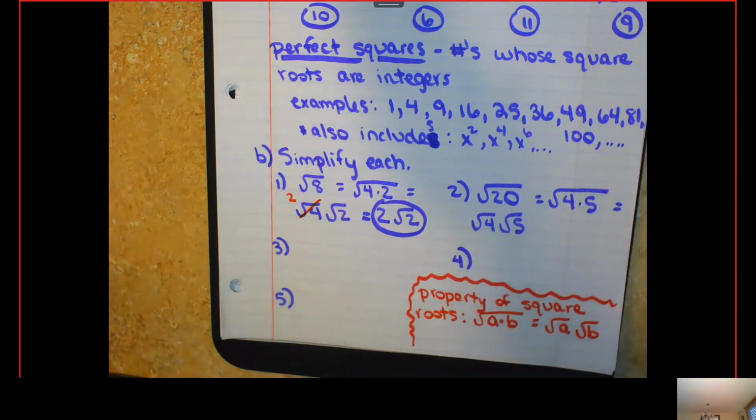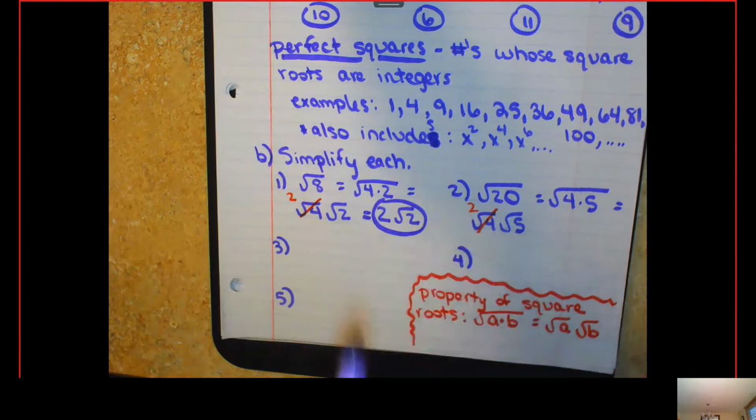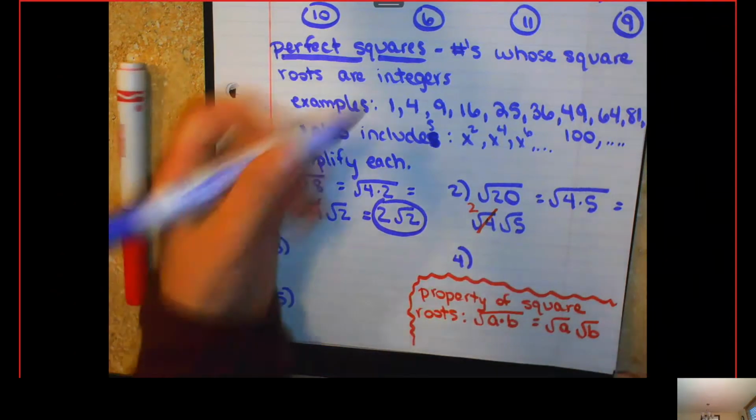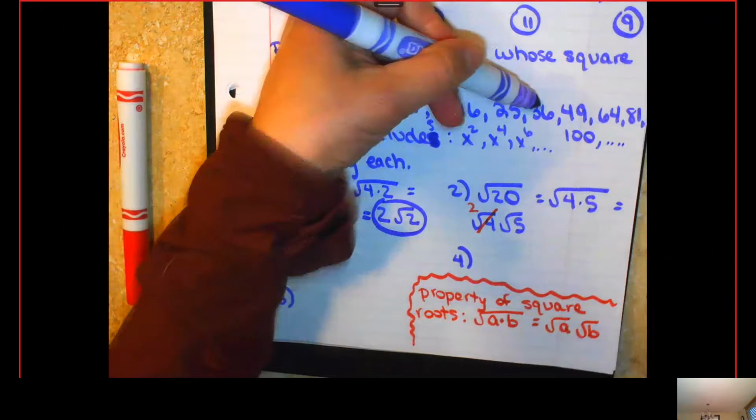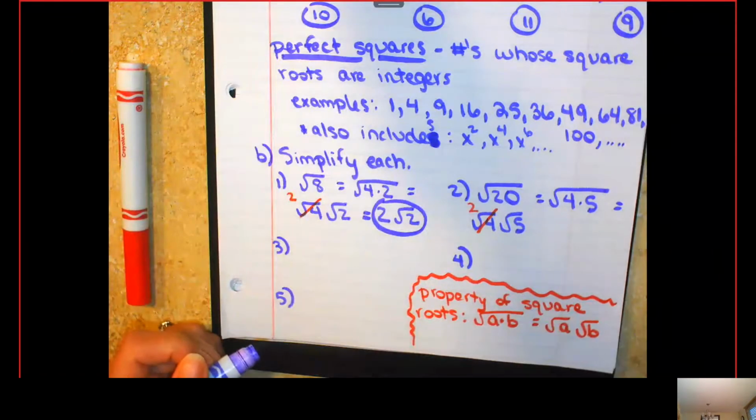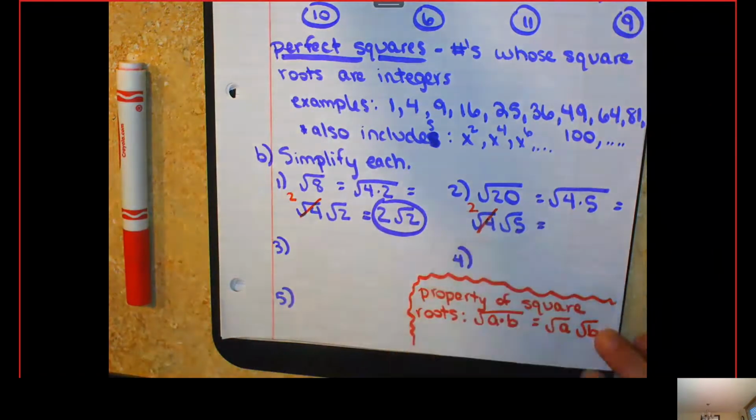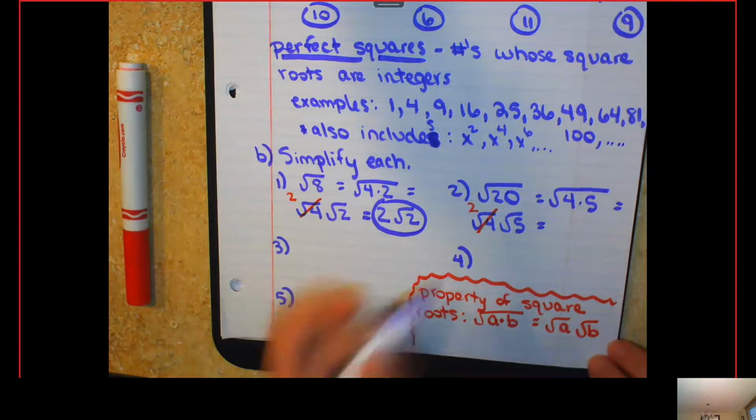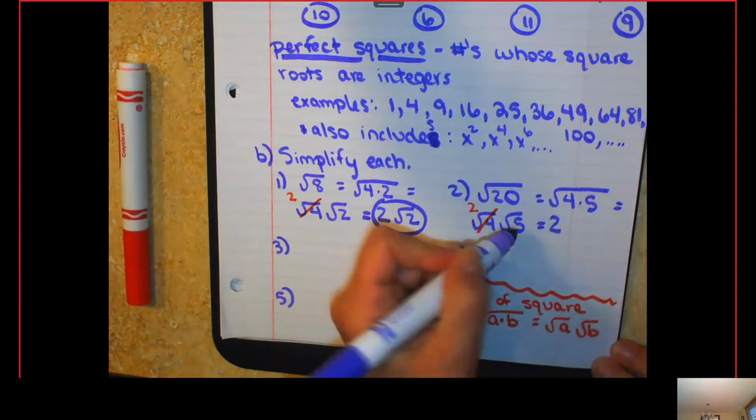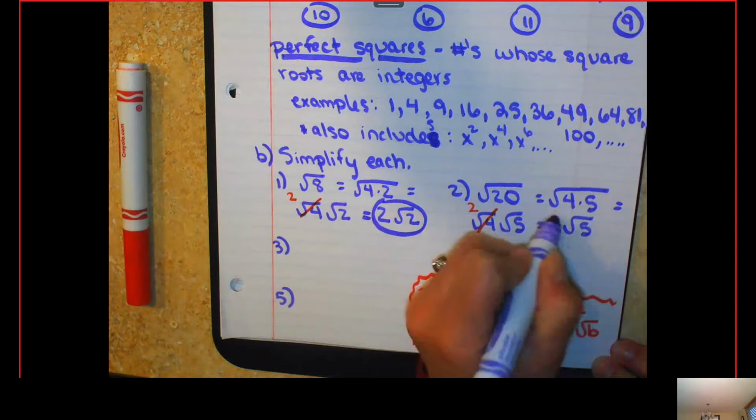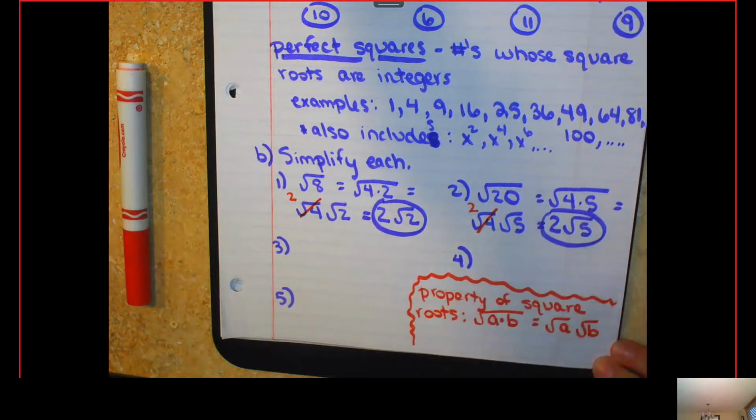Well, I know the square root of 4 is 2. And if you ever forget, you can do, this is 1, 2, 3, 4, 5, 6, or use your calculator to find the square root. Then I'm going to go ahead and write my simplified answer. The 2 is no longer under the radical, so it goes in front. The 5 is still under the radical, so there's my answer, 2 radical 5.